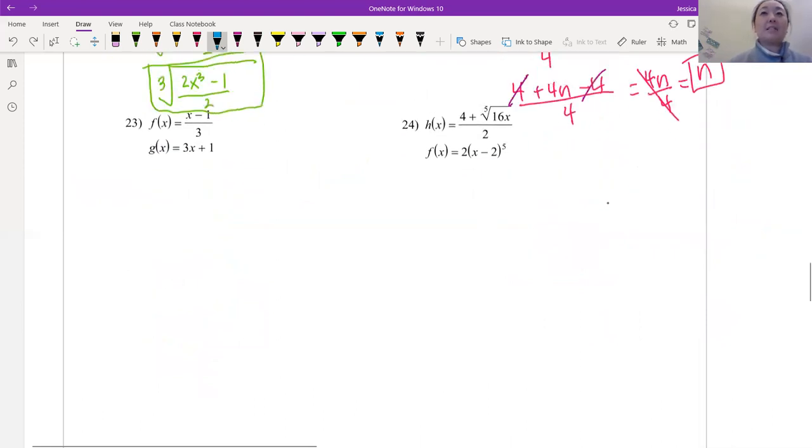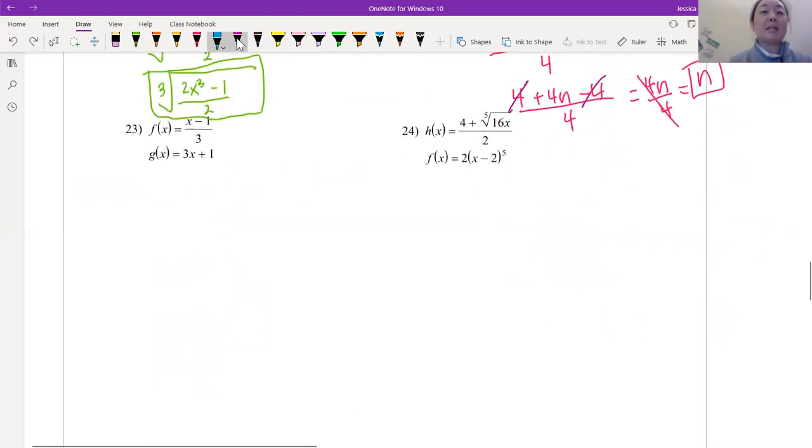All right, so last 2 problems of the packet. Yay, we finally made it. Happy days. So, okay, this time I'll change it up. We'll do g of f of x. All right, just like that, just for you. I knew you were thinking about it. Okay, so here's my framework, and inside this x, I'm going to put in the f of x. So it's going to be x minus 1 over 3.